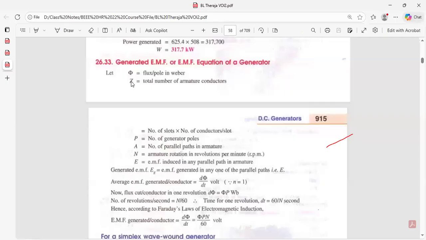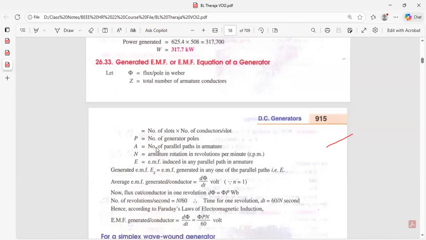Z is the number of armature conductors. Z is equal to the number of slots into the number of conductors per slot. A is called the number of parallel paths in the armature.